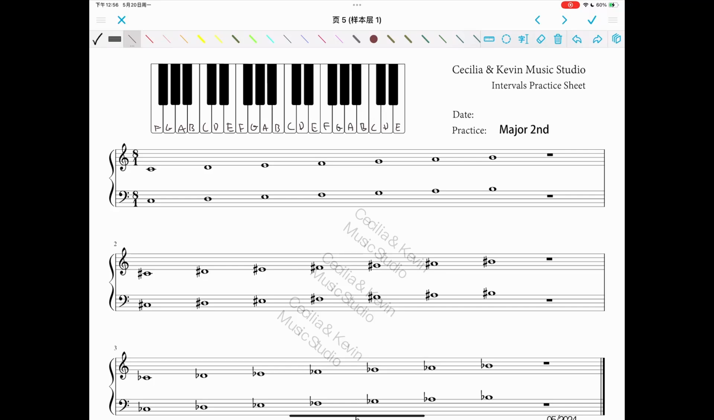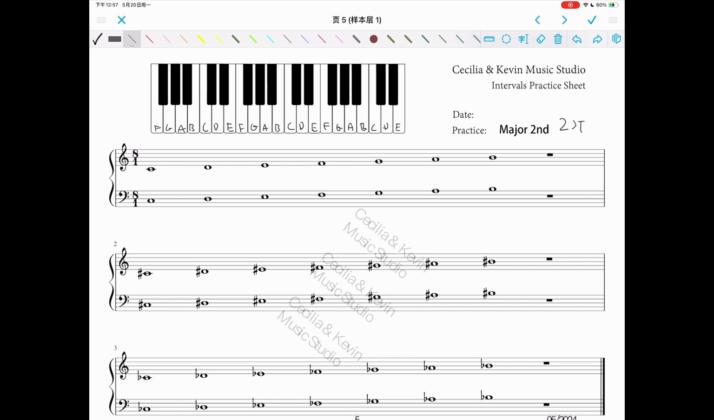Okay, so this next video is about major second. Major second comprises two semitones, so we have to keep that in mind. It's different from our old one, minor second, in which there is only one semitone. But in this one, there are two semitones.